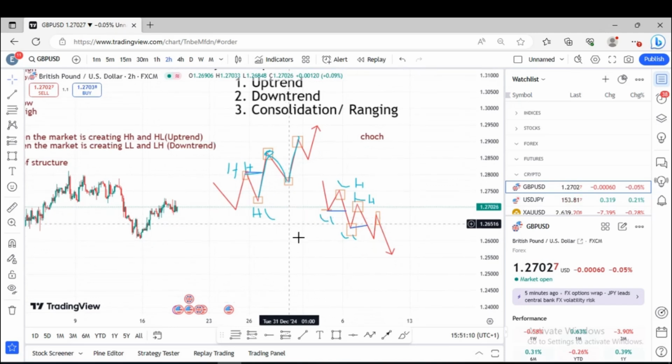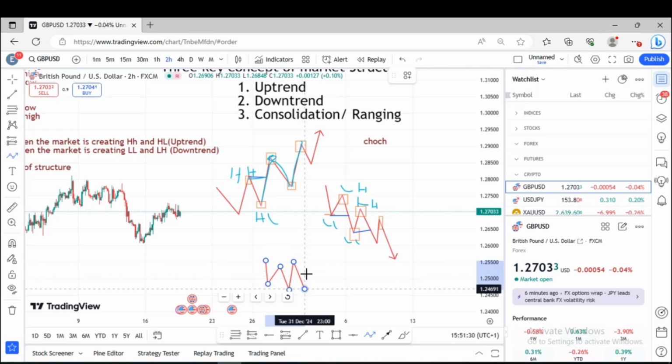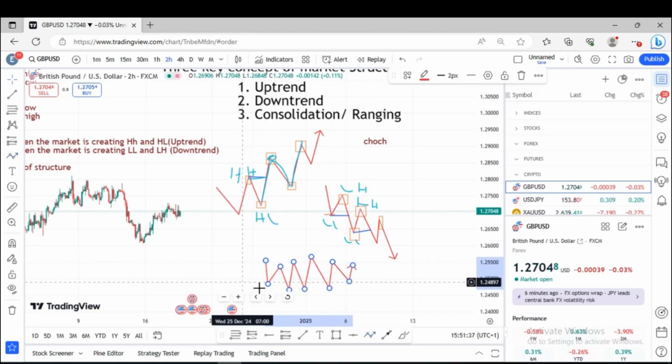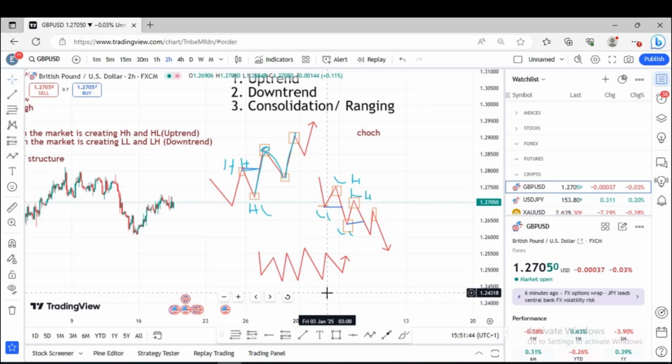Now, let me show you the one that is consolidation or ranging. So when you see something like this in the market, it is neither moving upward nor downward. That is what we call consolidation or ranging. So here, the market is creating something like this. When the market is creating something like this, that means we are in a consolidation phase. It's neither creating a higher high nor a higher low.